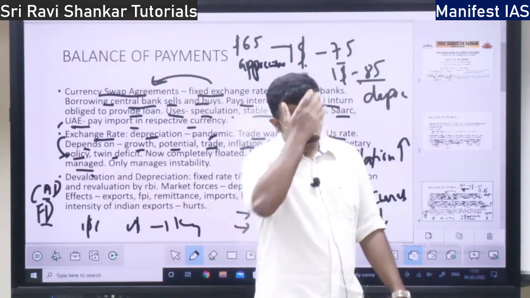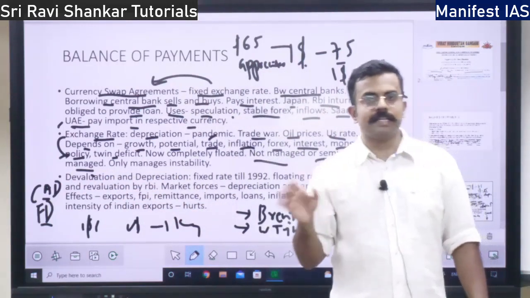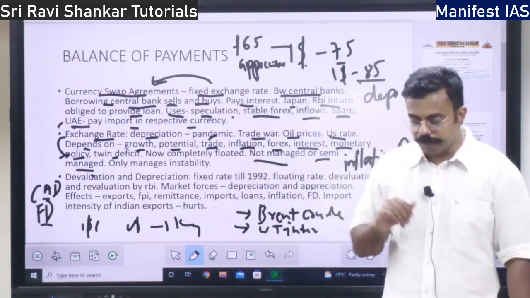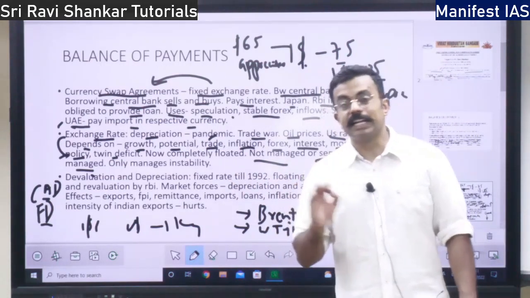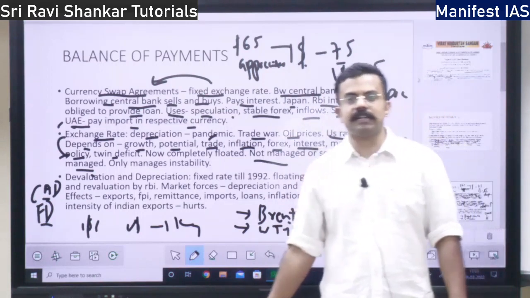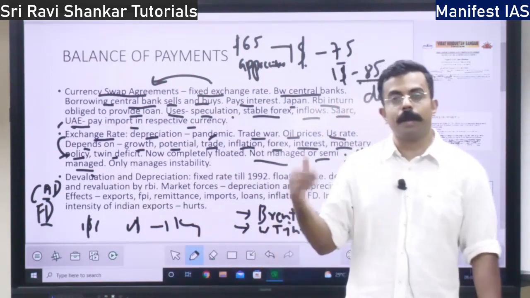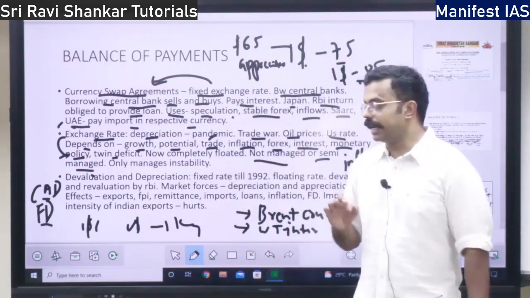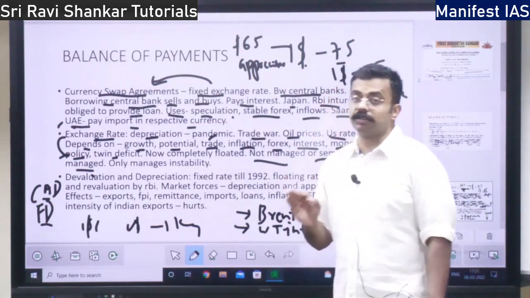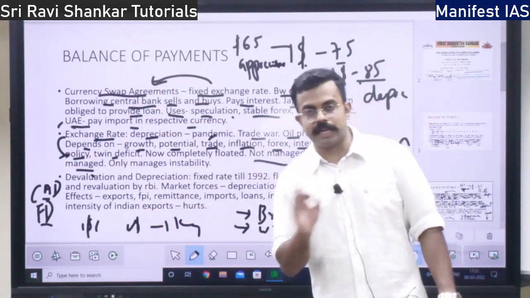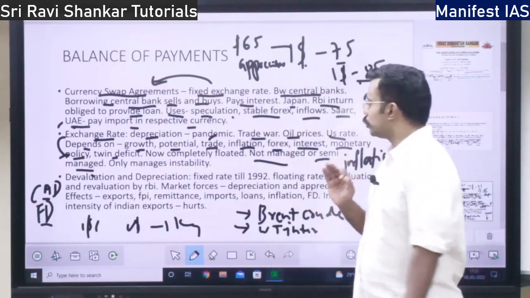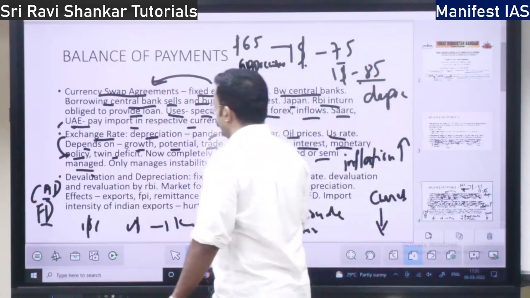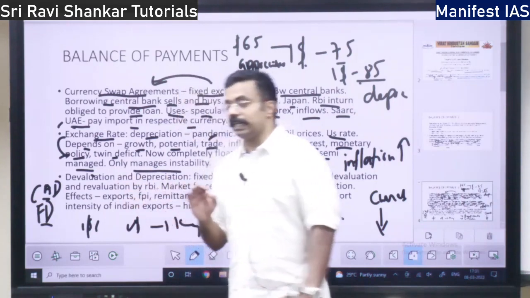Managed means completely managing. That is China's currency. Semi-managed means managing at specific times. When the rupee depreciates, the RBI comes into the picture, or when the rupee appreciates too much, it comes into the picture. That is a semi-managed exchange rate. So the rupee today is not managed, it is not semi-managed. The RBI just manages instability.